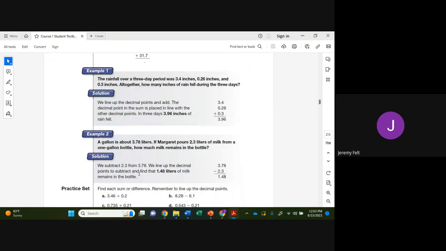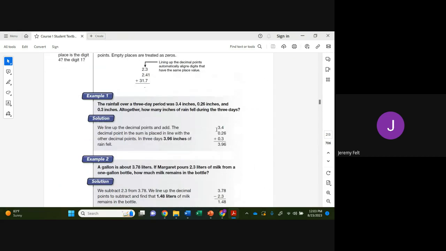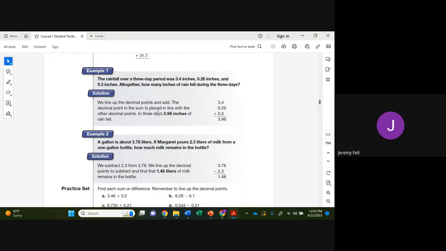So let's look at example 2 here. Okay, so we line up adding or subtracting. So addition, this is similar to what we just did right there. If we're subtracting, we still line up the place value. So a gallon is about 3.78 liters. If she pours 2.3 liters of milk from a 1 gallon bottle, how much milk remains? So we're going to do 3.78 minus 2.3.